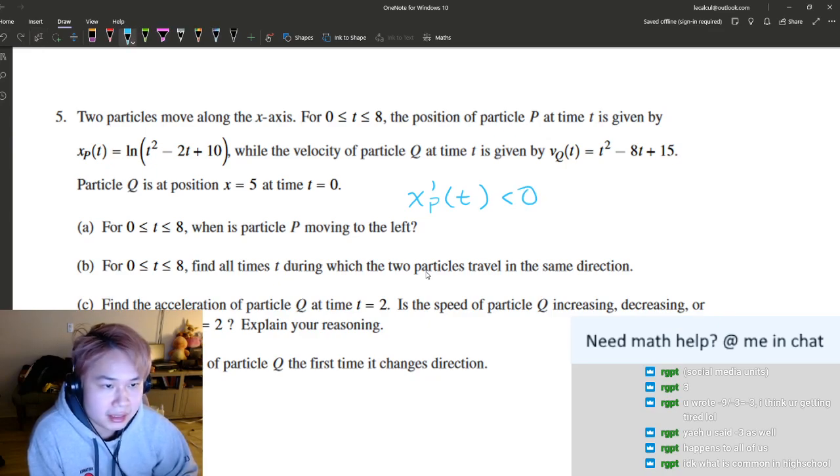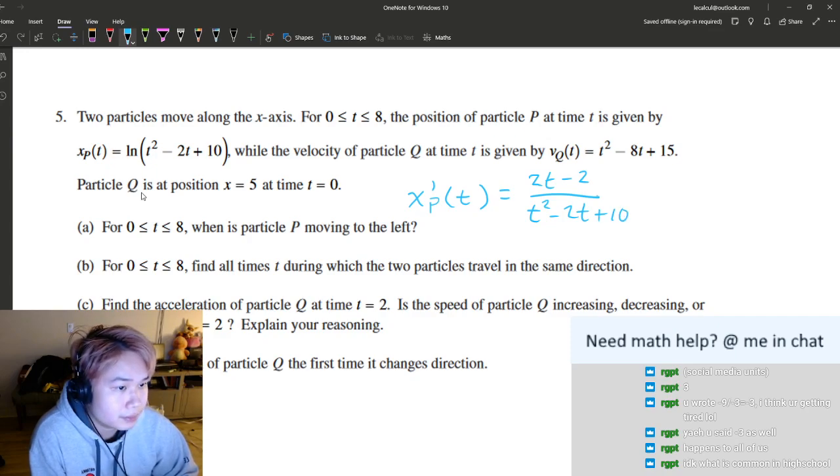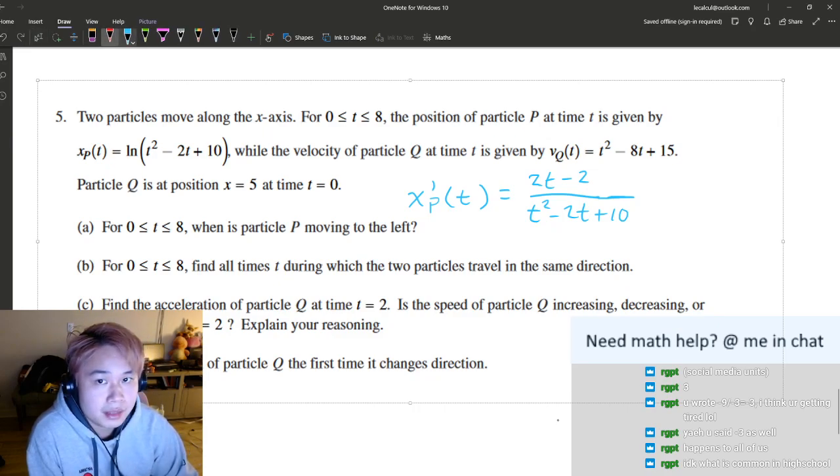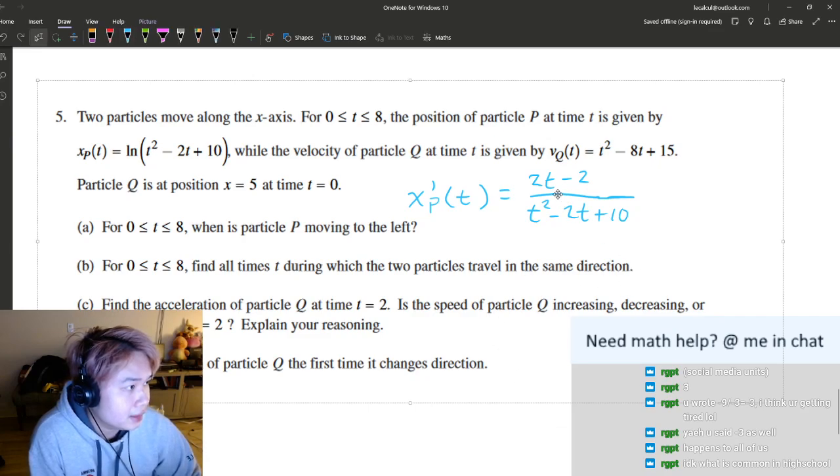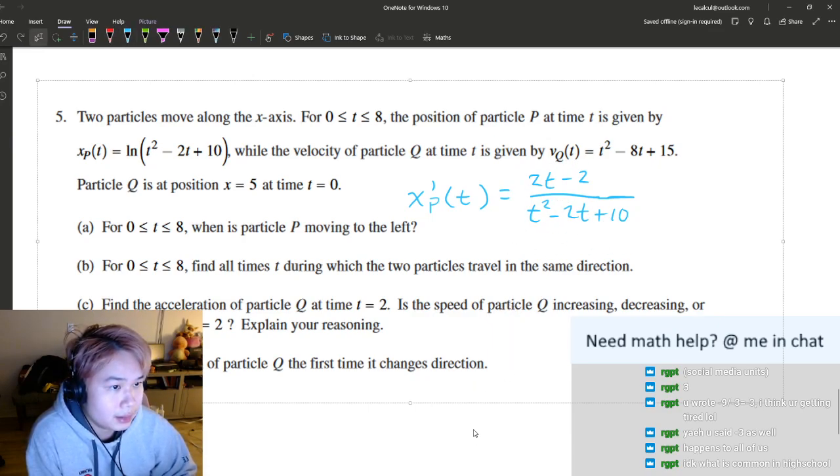Okay, so if I take the derivative of that right here, requires a little bit of chain rule, but on top I have 2t minus 2, and then on the bottom I have just the quadratic. Okay. And then to find out where this is negative, well, it's a division, so I should find out where things are positive and negative for the numerator and denominator.